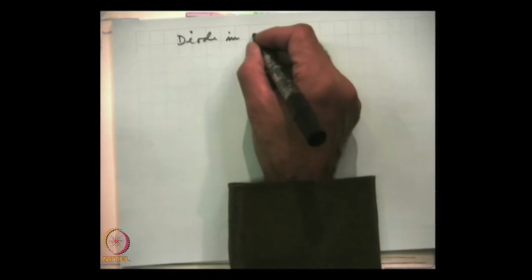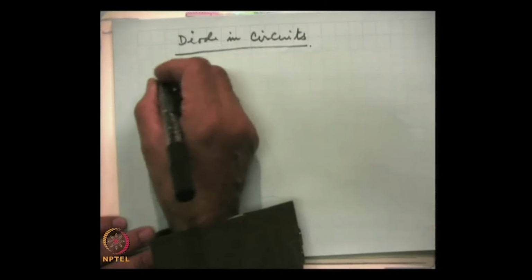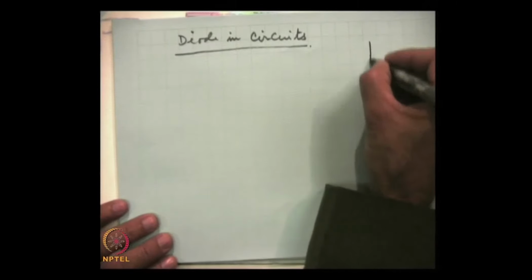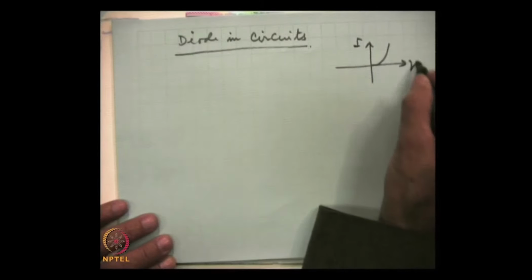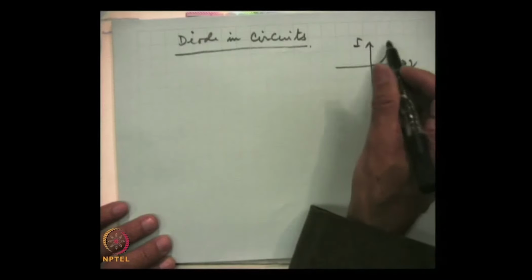This was about the device and its physics, the properties associated with the diode, and now we talk of diode in circuits. We have talked about IV characteristics, and in forward bias they were like this. This is exponentially varying current.